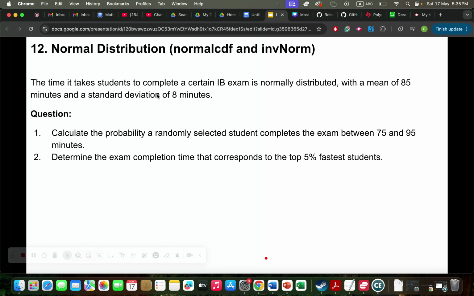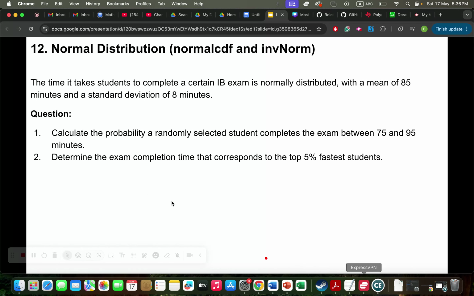It says the time it takes for students to complete a certain IB exam is normally distributed. So the key word here is normally distributed. It's always written for you if you're supposed to use normal distribution. With a mean of 85 minutes, standard deviation of 8 minutes. Calculate the probability that a student completes the exam between 75 and 95 minutes. And find the exam completion time that corresponds to the top 5% fastest students.